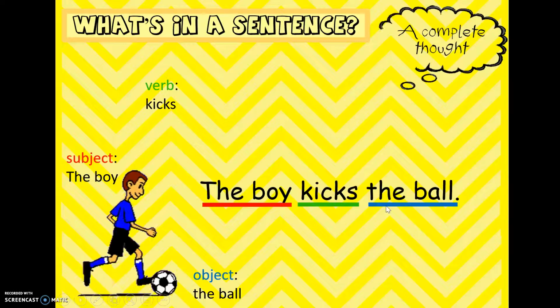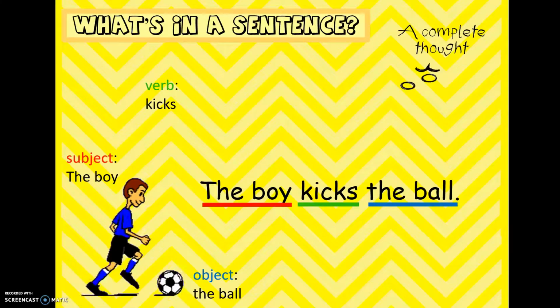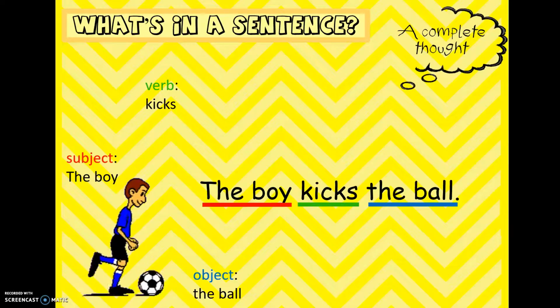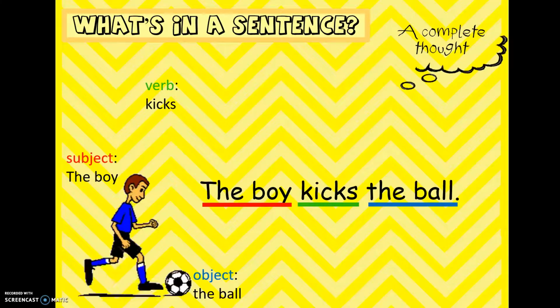Now in grade 5, we wouldn't love this sentence if your teacher asks you to write a creative sentence because it's very short. That's more like a grade 1 and 2 sentence. But for the sake of this lesson, I'm going to be keeping the sentences simple.